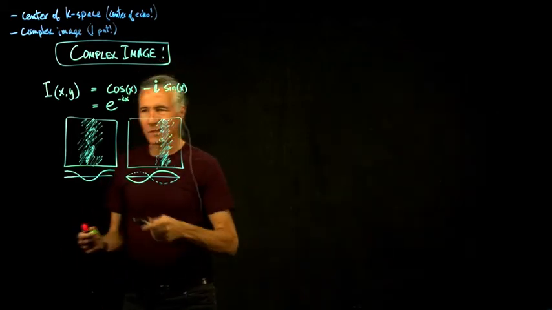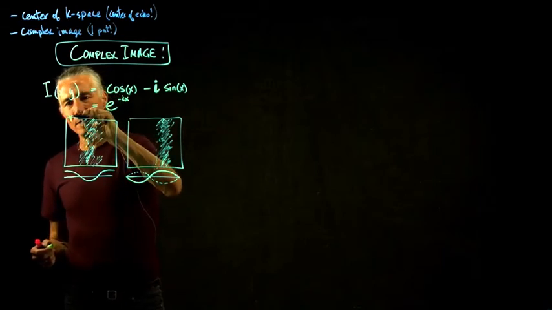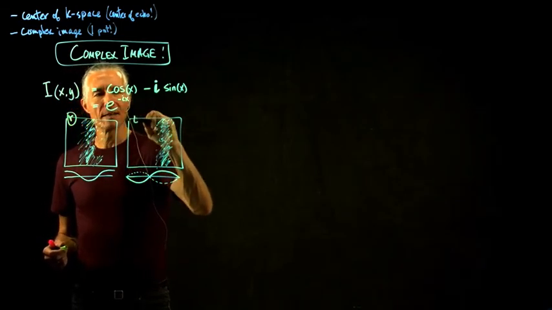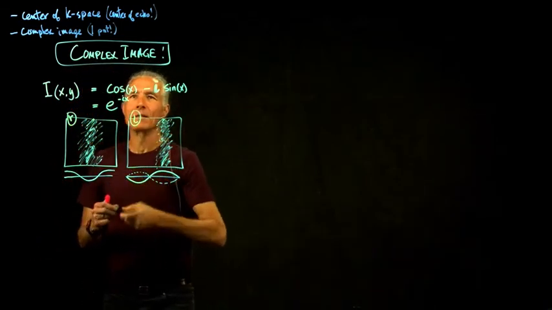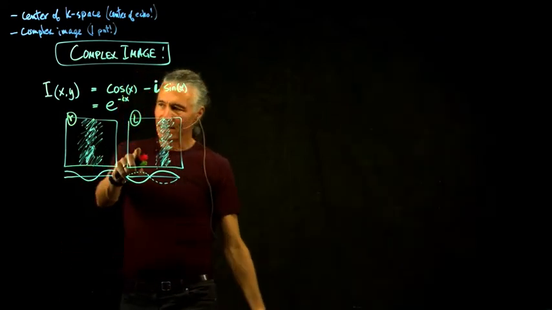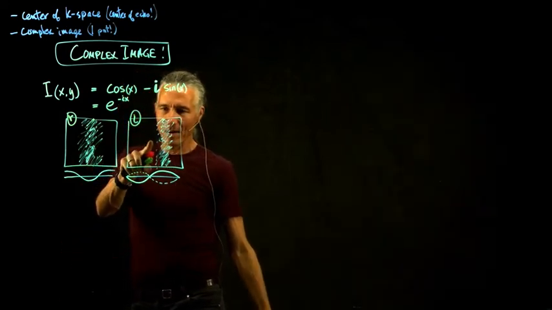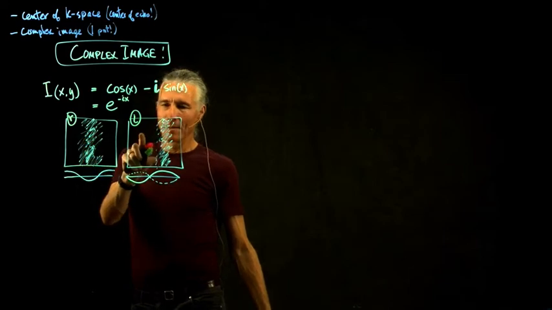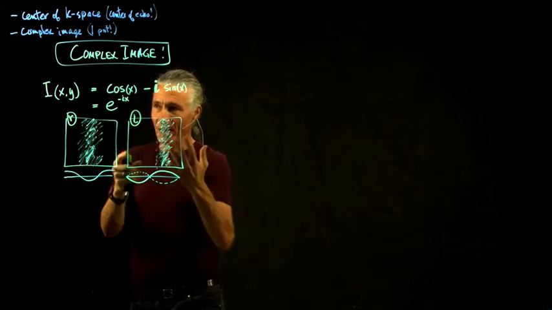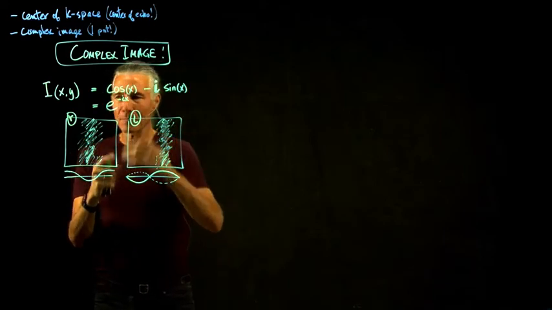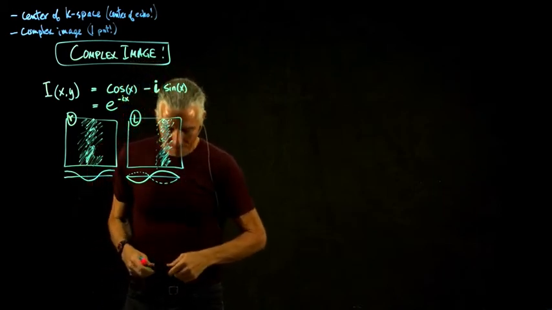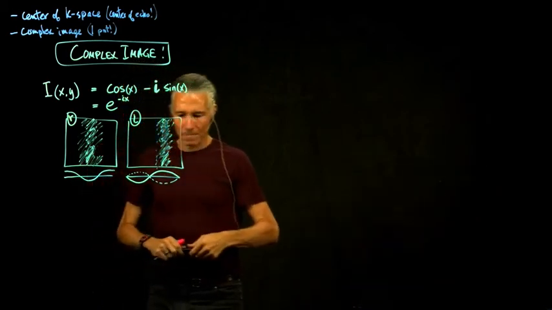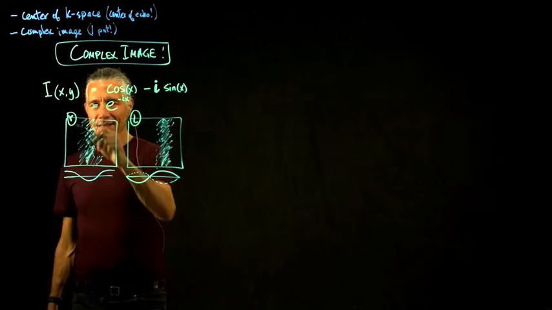Okay, so that's the real and imaginary part of our complex image. So a normal brain image would just have the real part, but now we're just making one up. We're just making up a complex image that has an imaginary part. So that's the real and imaginary part.